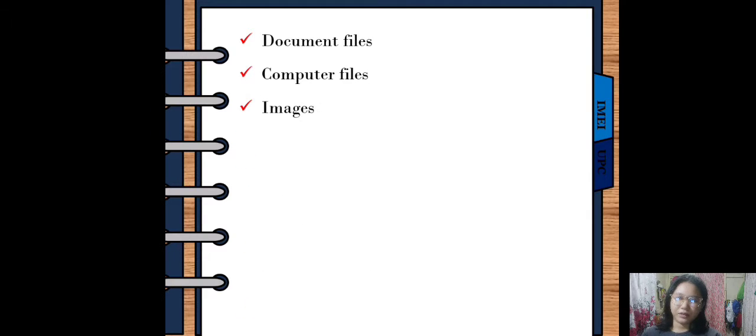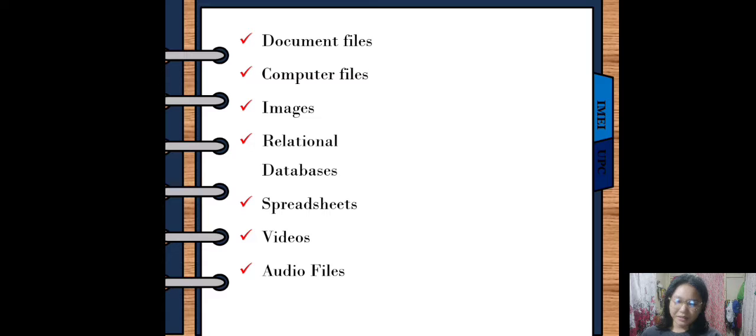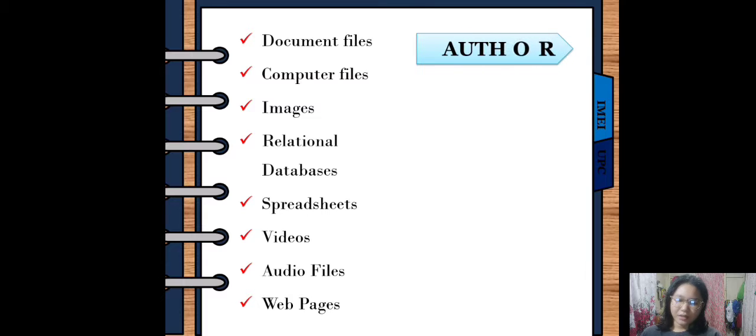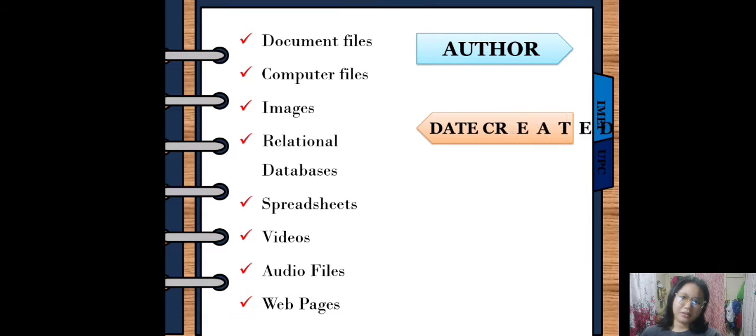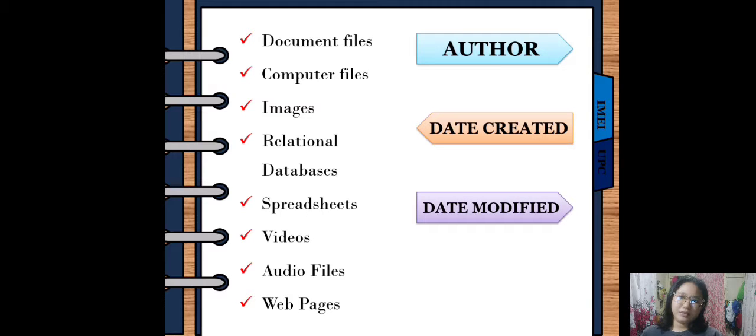Metadata is used for document files, computer files, images, relational databases, spreadsheets, videos, audio files, and web pages. Some specific examples of metadata are the author, the date created, the date modified, and the file size.